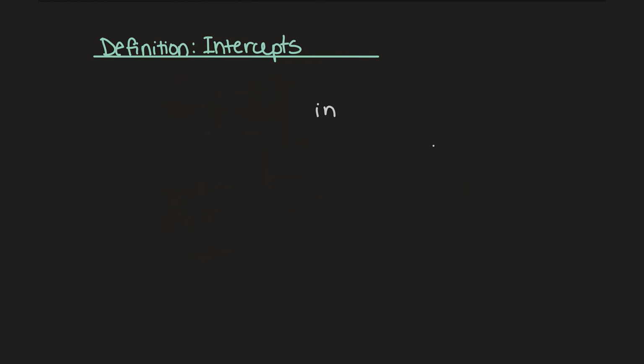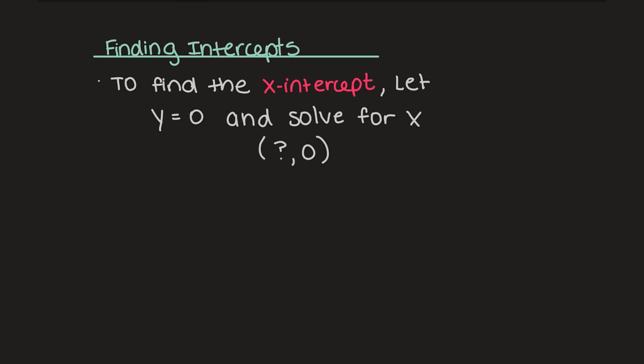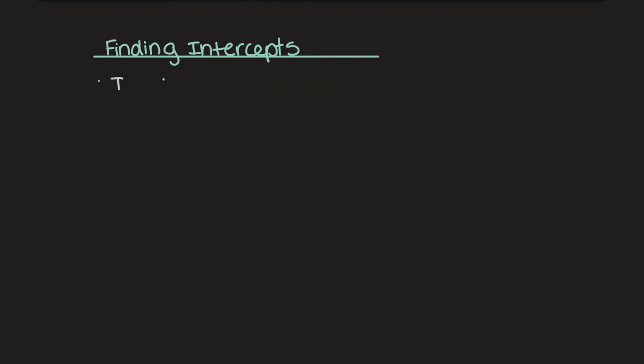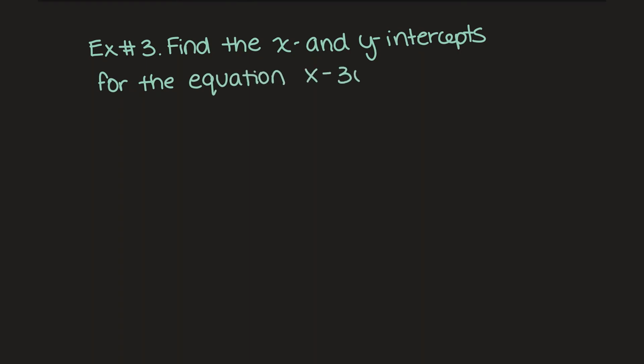Let's go over how we can easily find these intercepts. To find the x-intercept, we let y equal 0 and solve for x. To find the y-intercept, we let x equal 0 and solve for y. Let's try an example. We want to find the x and the y intercepts for the equation x minus 3y equals 6, and we want to graph the equation.